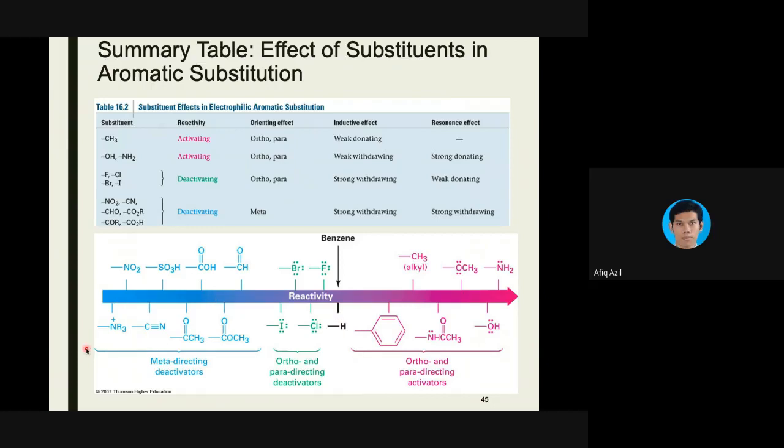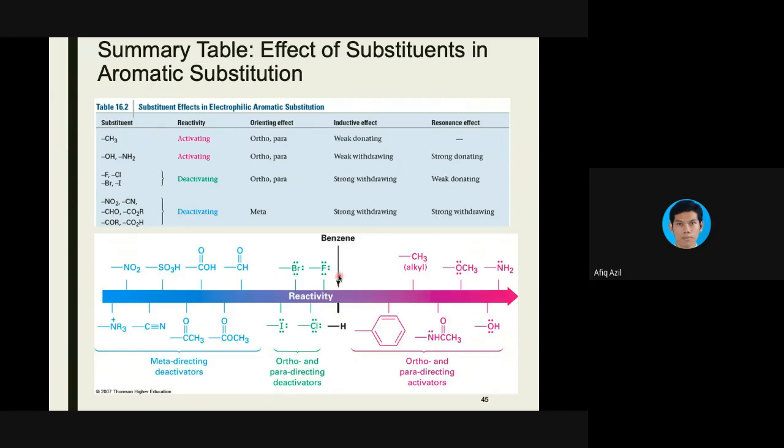While here, the ammonium ion, with R3, not NH4, is the least reactive. It will make the benzene ring very, very non-reactive. So if you have a reaction with this as a substituent, then the reaction is probably going to go very, very slow. Okay, why do you need to know all of this?